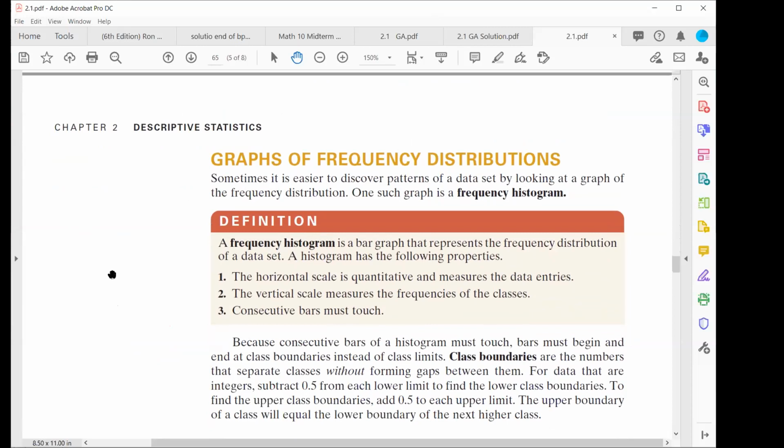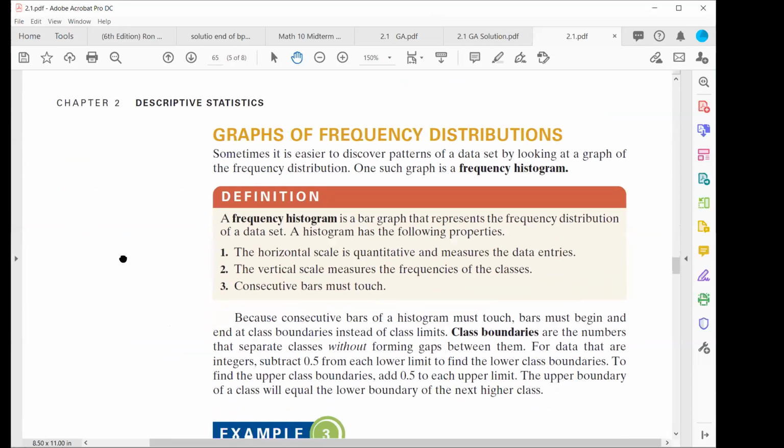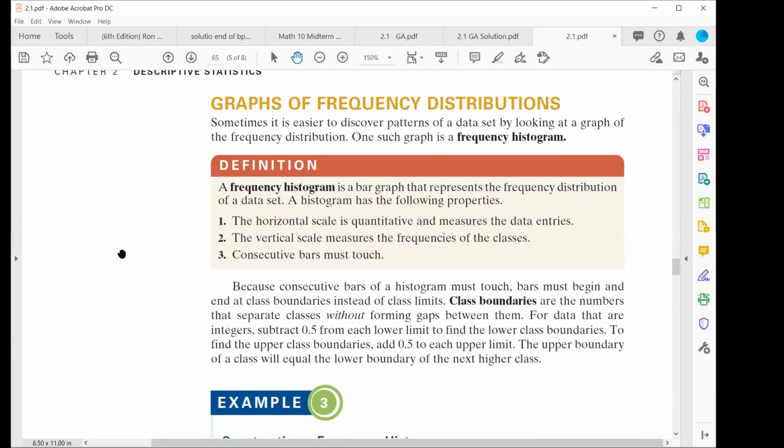Now let us talk about the histogram. How do we use this table to visualize the data? Okay, first of all, to form your histogram, you need a horizontal axis. This horizontal axis represents your classes. And you need a vertical axis to either represent your frequencies or relative frequencies. So you can use a vertical axis to represent frequencies or relative frequencies. That depends on the question.